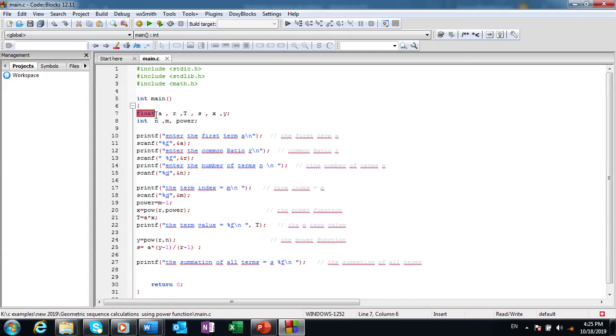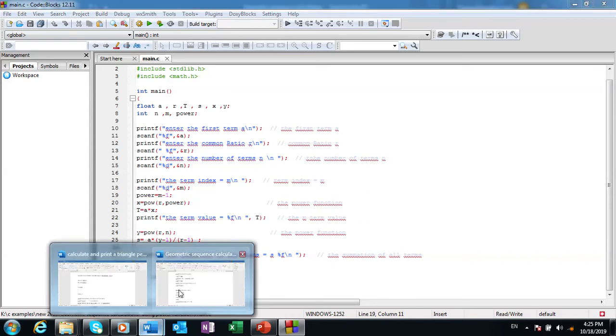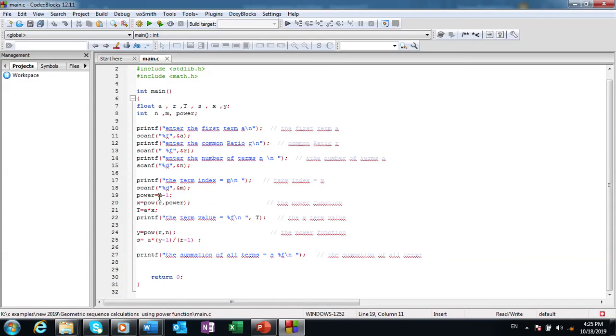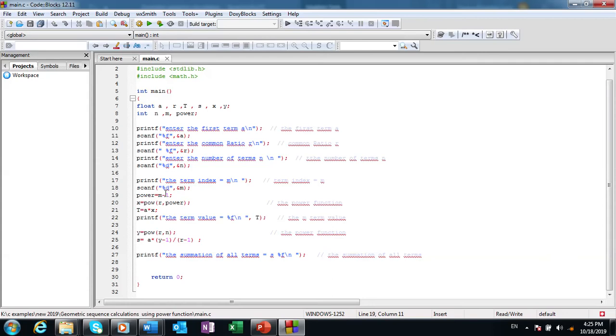And then I ask it to process power equals m minus 1. Why power equals m minus 1? Because we go back to the equation. Yes, this is n minus 1, which is here in the power, and m is the index of the term, the term at index n. Here, n in the program I called m. Then I calculate x, which is pow of r and power.